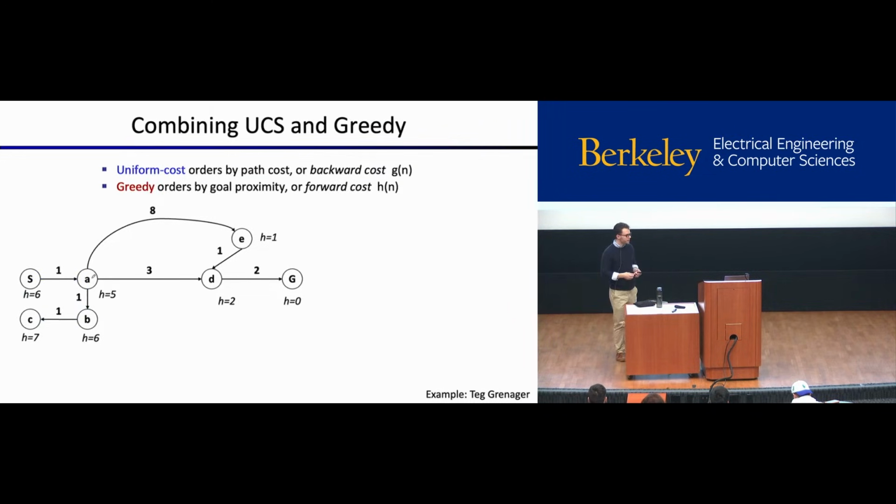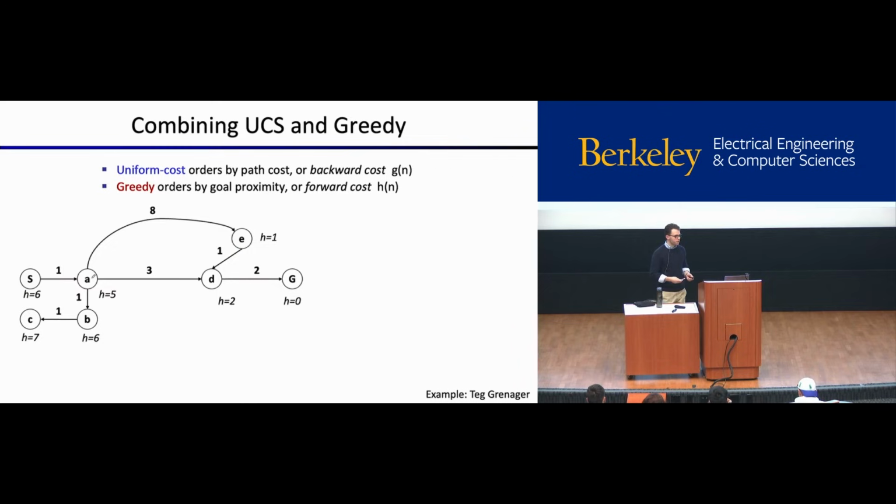Then there's also greedy search, which says, we're going to look forwards only. Don't care about how costly it was to get here. I just want to get to the goal as quickly as possible. And so then we get a suboptimal plan, and this isn't great either. We'd like to have optimal plans, but not have to waste our time.